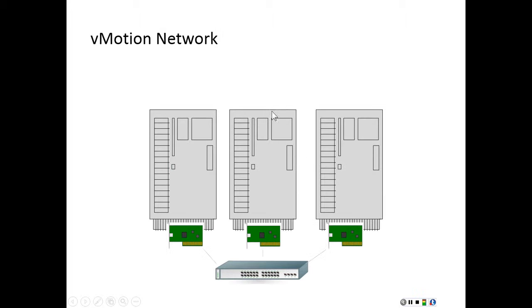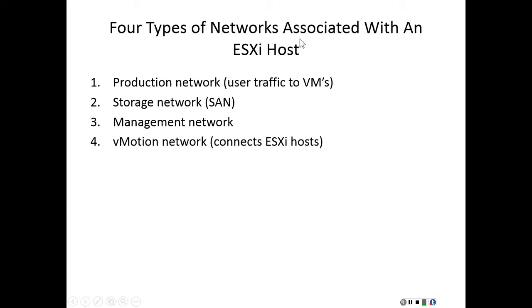A fourth type of network is the vMotion network. And a vMotion network connects ESXi hosts together. A vMotion network carries traffic between ESXi hosts. And we will talk more about vMotion later. 4 types of networks associated with an ESXi host: production, storage area network, management, and vMotion.